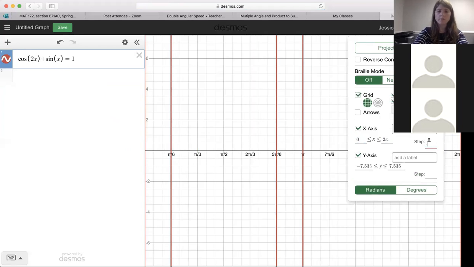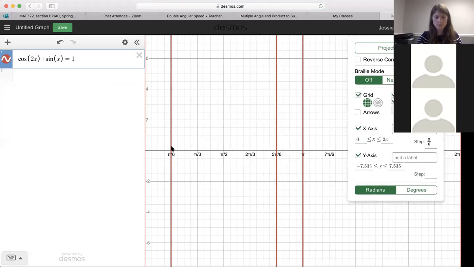Let's do steps to pi over 6. So notice I'm seeing my pi over 6. There's my solution. I'm seeing 7. Uh-oh, what did we do? So I'm seeing my pi over, no, I'm not seeing my correct solutions. So let's go back and troubleshoot.